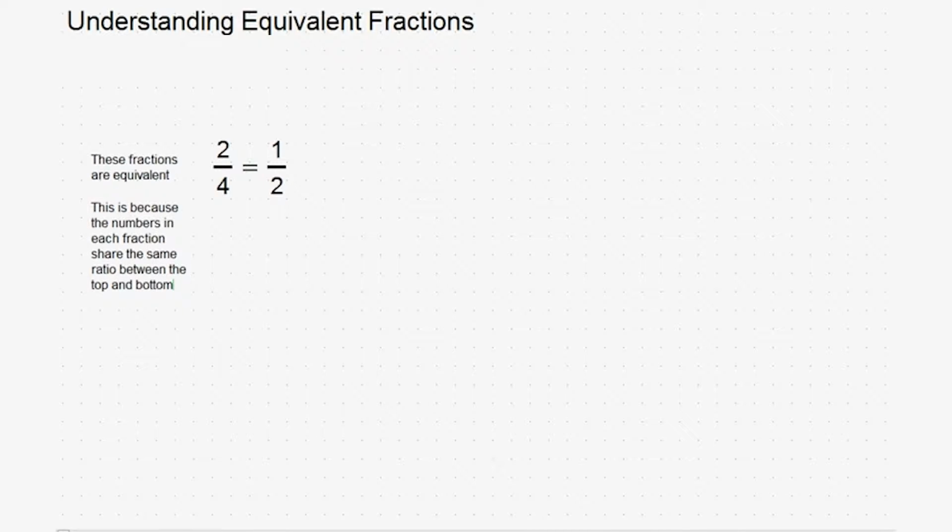Specifically, the numbers on the top and bottom of each fraction share the same ratio as the numbers on the top and bottom of the other fraction. Remember, fractions are ratios, so if the ratio is the same, then that means the fractions themselves must be equivalent. If you're confused by the terminology, let me see if I can explain it better by drawing a picture.